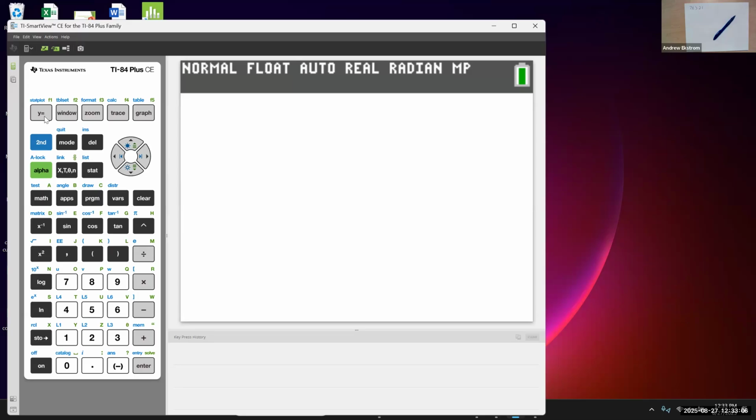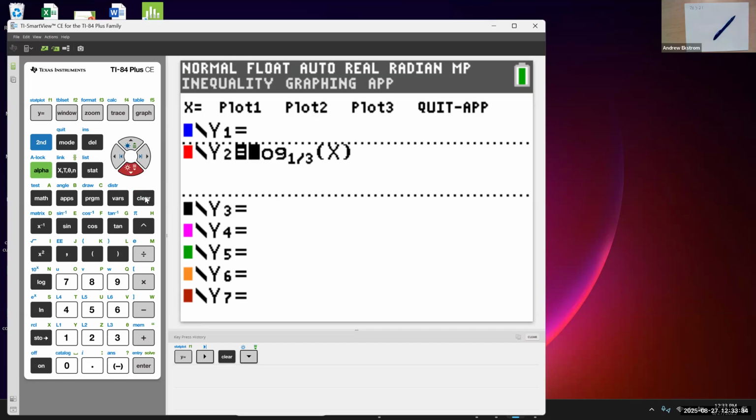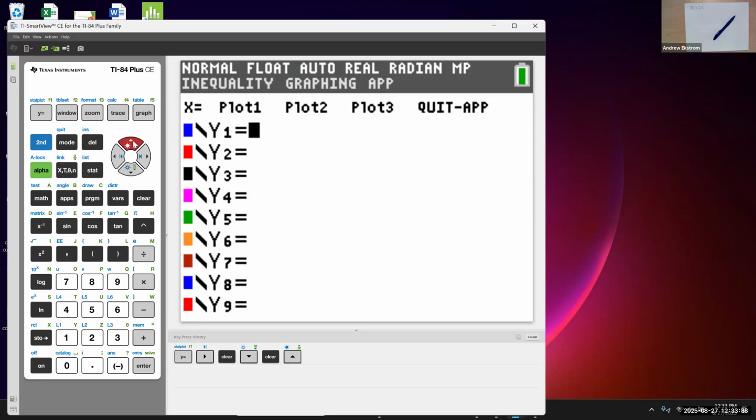If you hit the Y equals button up in the upper left-hand corner, it brings you to this. I have no idea what's left from previous classes, so you can see I've already got a couple of equations on here. I can hit the arrow over key, then hit clear to delete it. And then down here, I'm going to hit the clear button again. So what we're going to do is graph 7x.